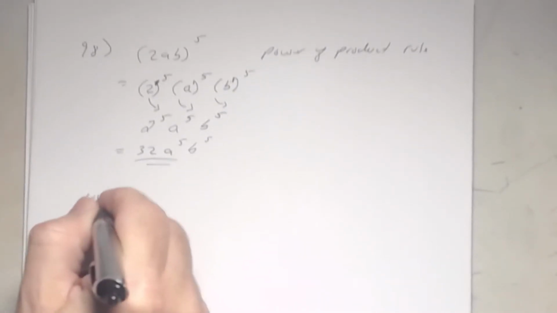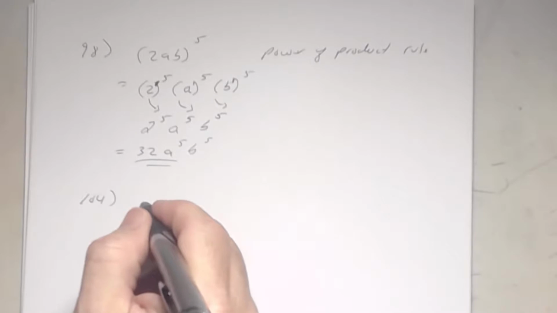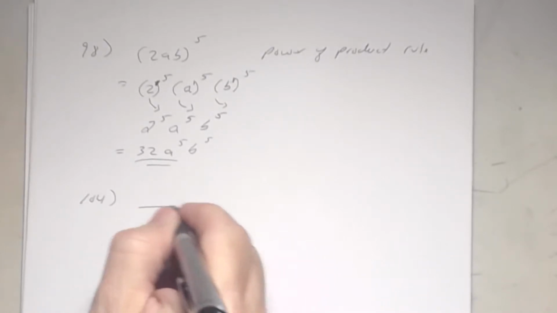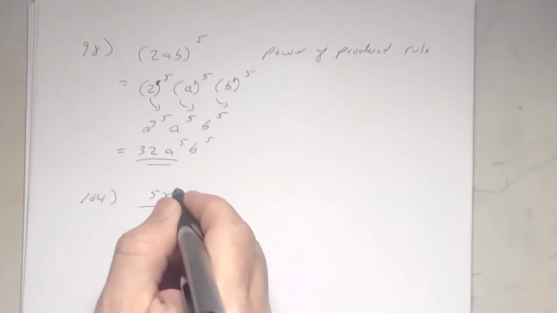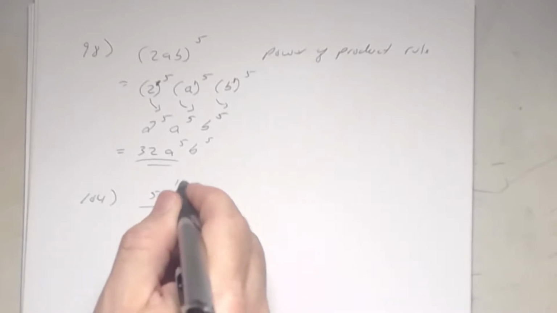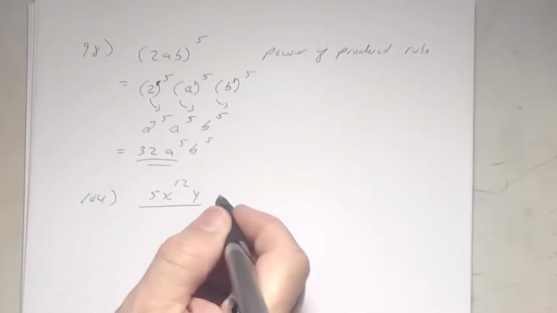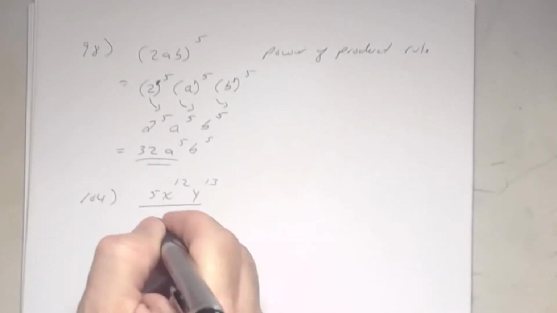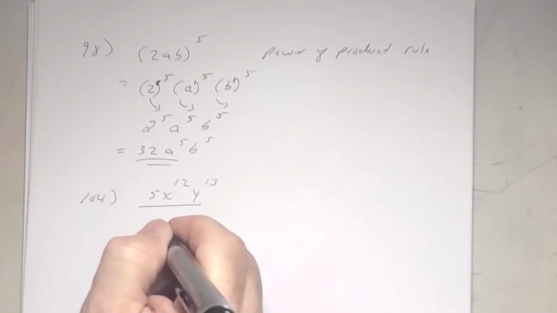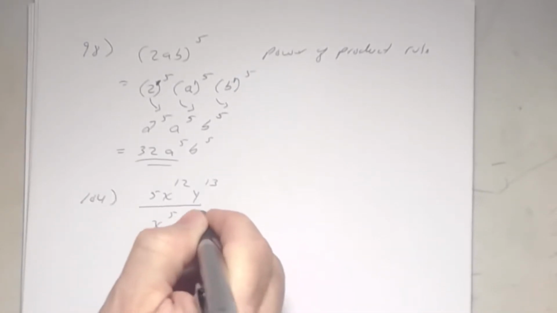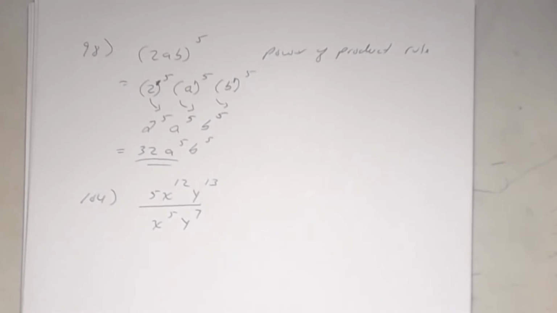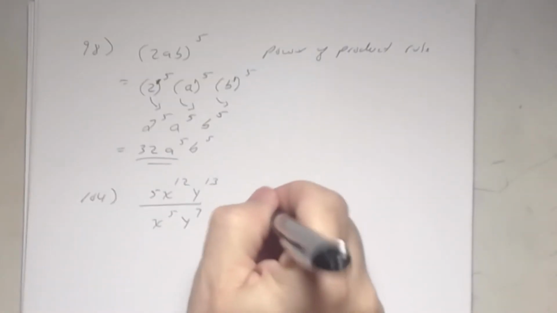104. You have 5x to the 12th power y to the 13th divided by x to the 5th y to the 7th. What rule are you going to use here? Quotient rule. Good. Quotient rule.